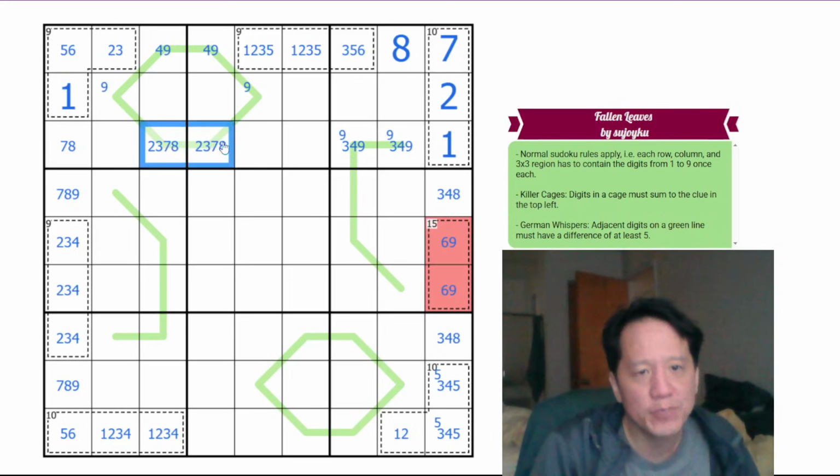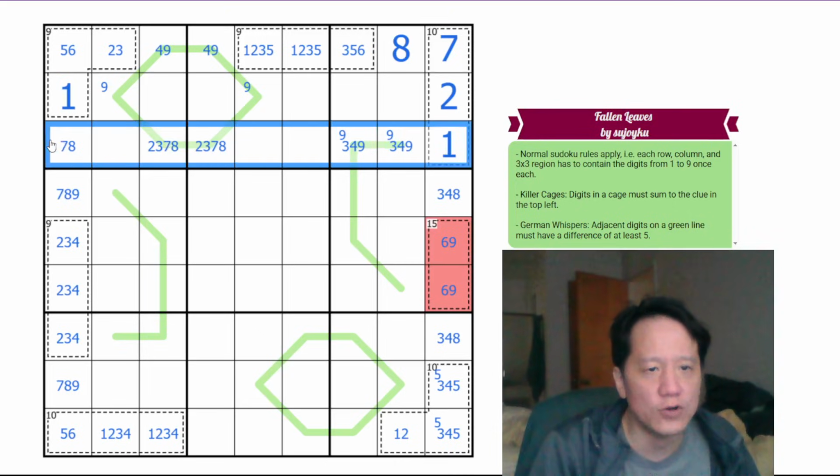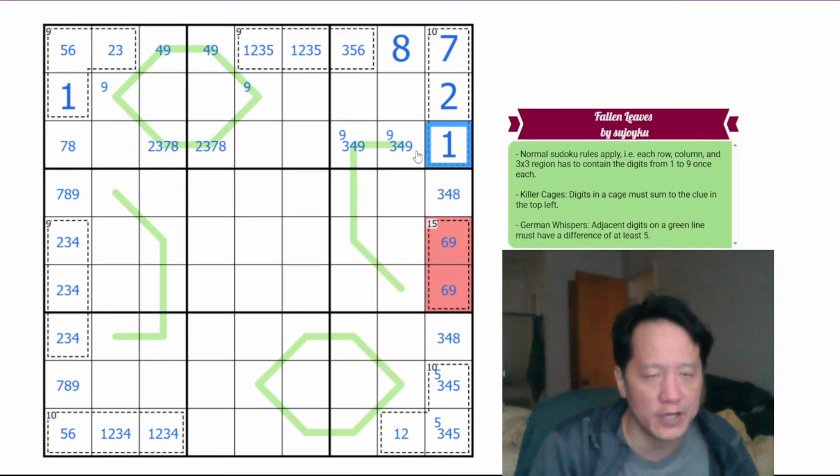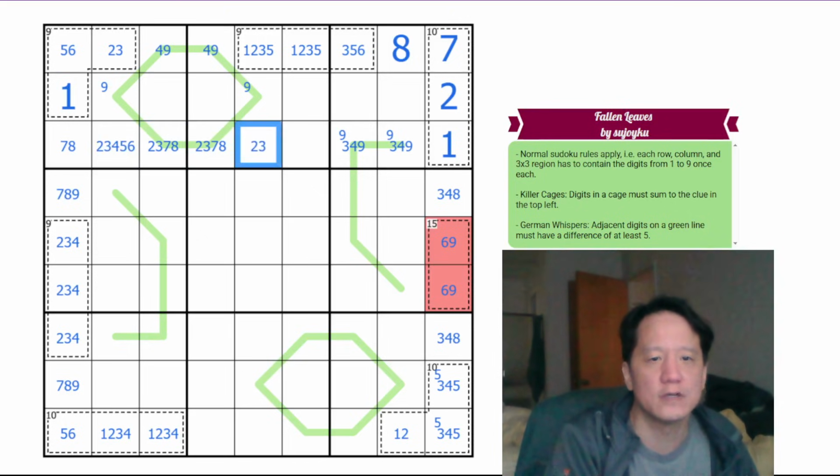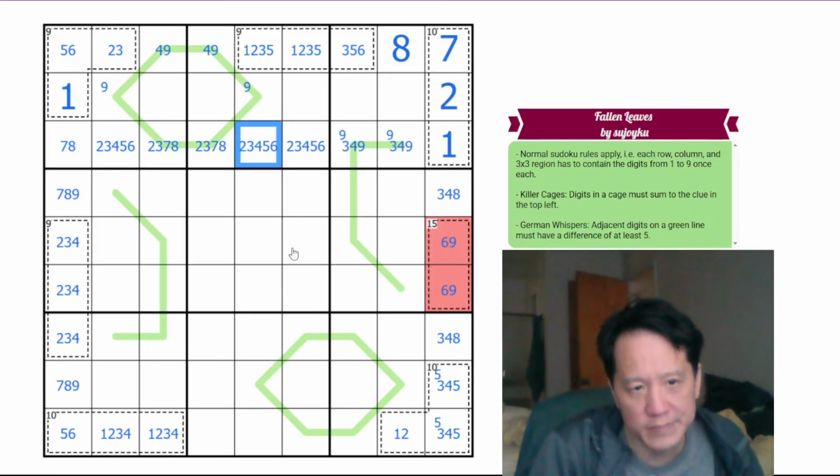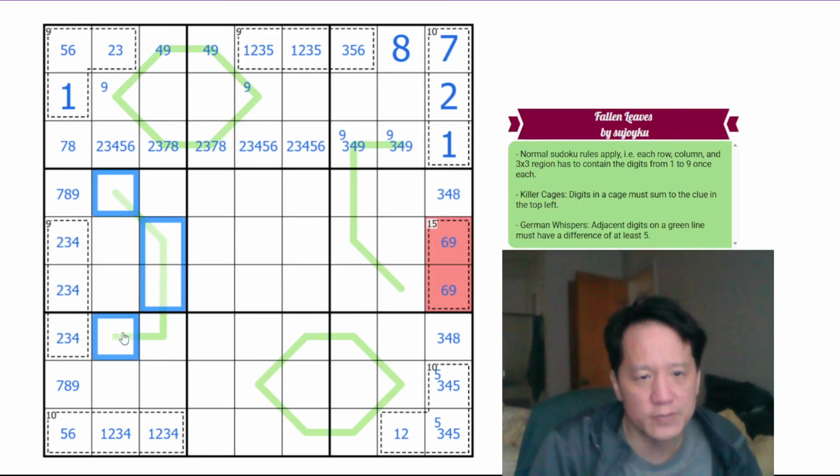Okay. That means the rest of row 3 cannot contain 7 or 8 or 9 or 1. So that means it must be 2 through 6. Okay. Is that helpful? I don't know.